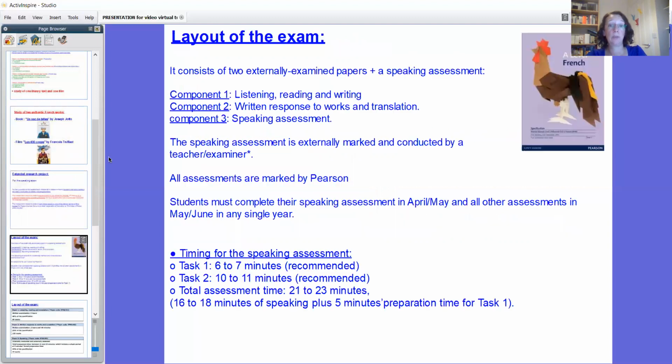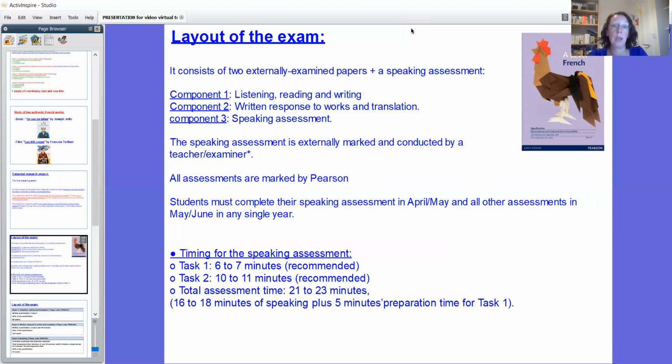So the different exams that you would have to do for the French course, there are 3 exams. The first one is the listening, reading, and writing, paper 1. Paper 2 is written response to works and translation, which has to do essentially with writing essays about the book and the film that you've studied and some translation. And the third paper is the actual speaking assessment. The speaking assessment is conducted by the teachers, but it is examined or marked by Pearson edXL.